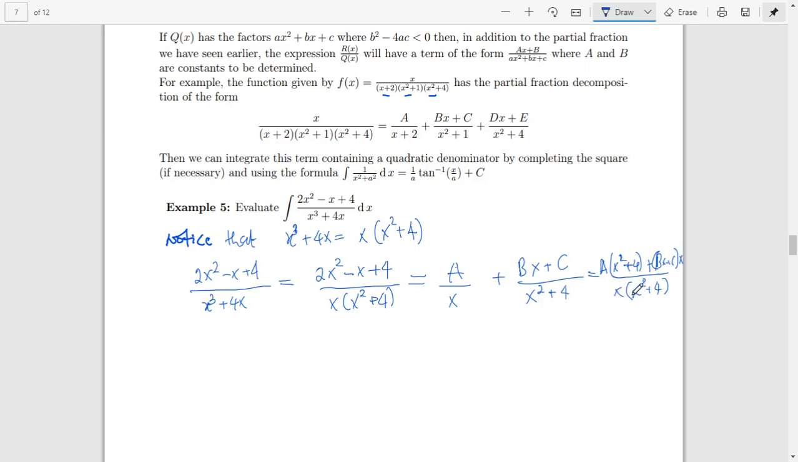Now, since the denominator of this and the denominator of this are the same, we can equate their numerators. So this implies that 2x squared minus x plus 4 is equal to A into x squared plus 4, plus bx plus c, into x.